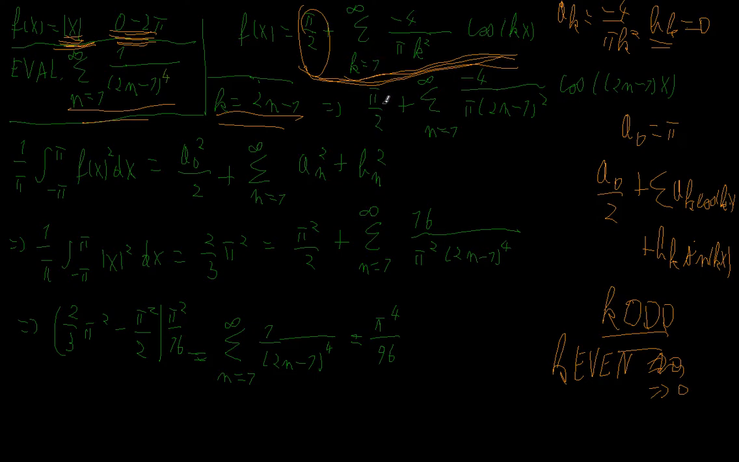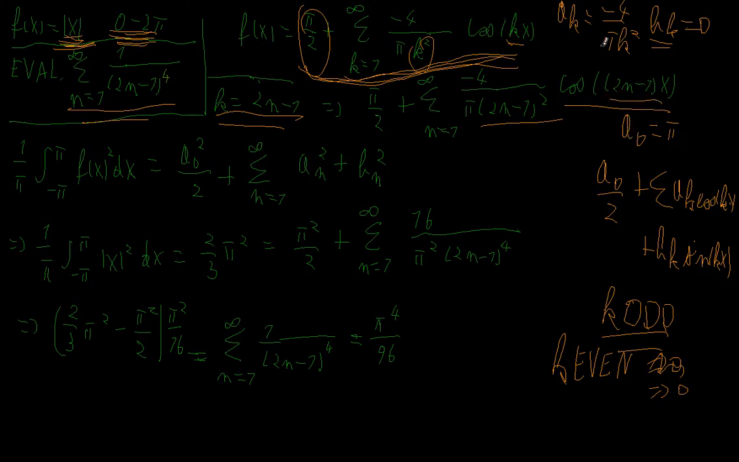And so we get pi over 2 plus the sum from n is equal to 1 to infinity of minus 4 over pi times 2n minus 1 squared. So instead of k squared, I have 2n minus 1 squared. And instead of the sum from k is equal to 1 to infinity, I have the sum from n is equal to 1 to infinity. And I have times cosine of 2n minus 1 times x. Instead of k, I have 2n minus 1.